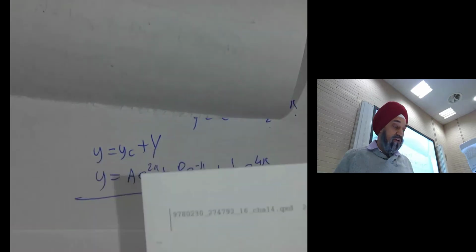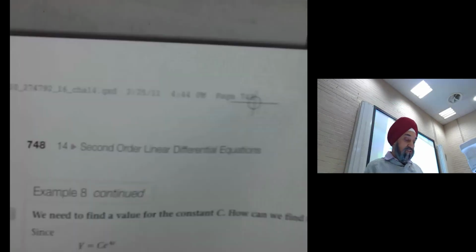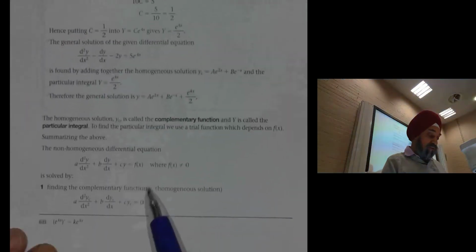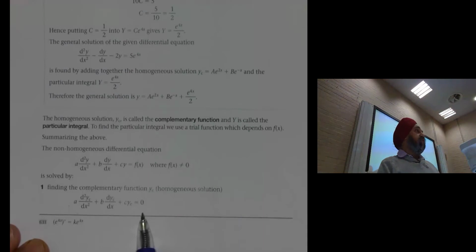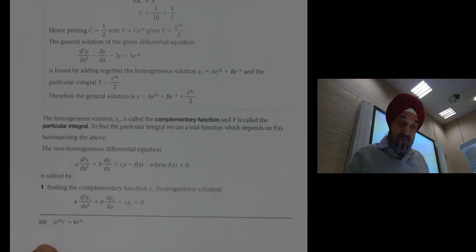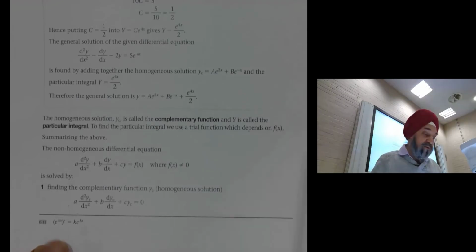So the procedure for this is, when you have a second order non-homogeneous differential equation, f(x) is not 0, you first solve the homogeneous, you first find the underlying solutions, and then you try that particular function.